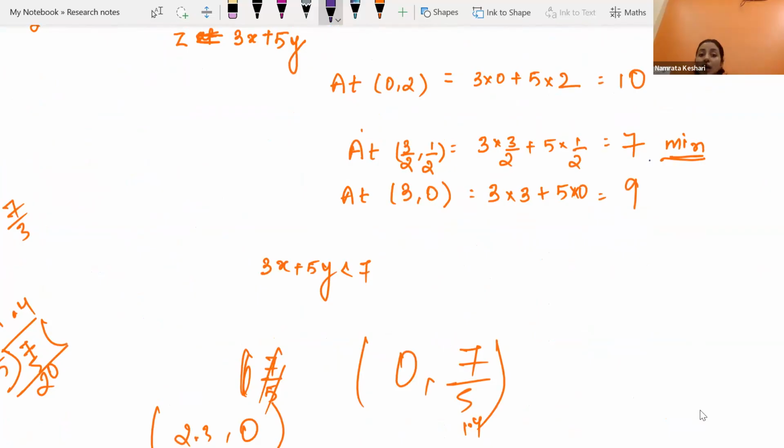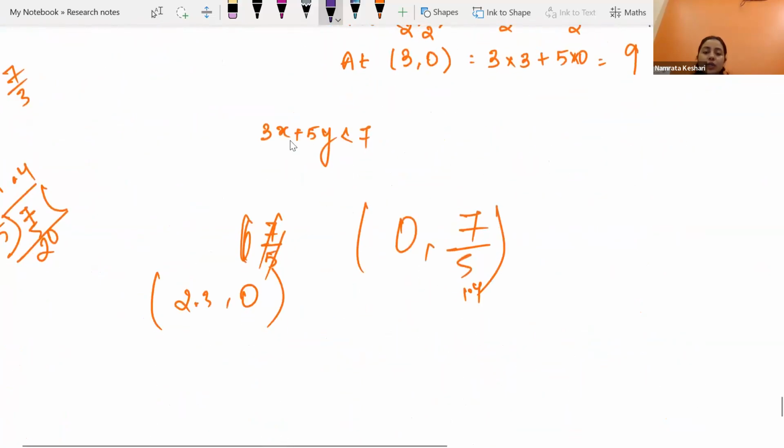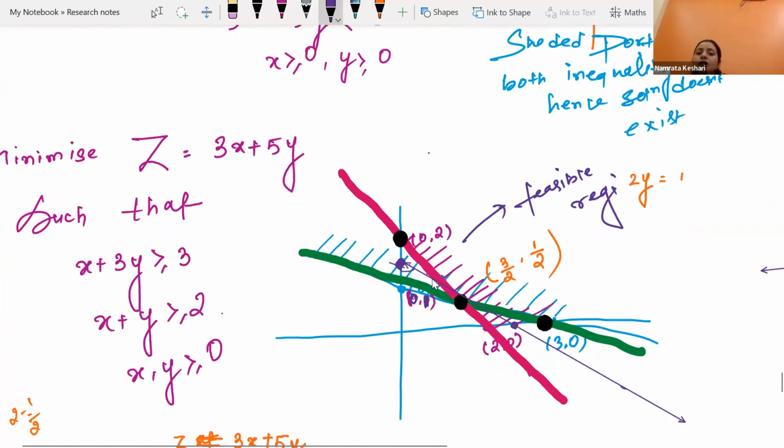Now to assure that this is the only point in our feasible region, we have plotted this inequality: whatever objective function you have, that is smaller than 7. And you must draw a dotted line. I have drawn a solid line. We need to draw a dotted line and check whether it is lying in the feasible region or not. If it is lying in the feasible region, that means apart from 3 by 2 and 1 by 2, more points are there which will give the minimum. Then there will be so many solutions, and we are not able to find one particular solution.